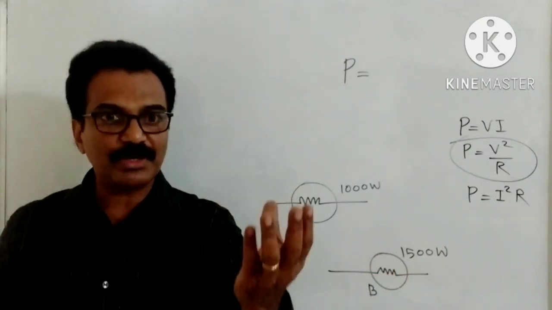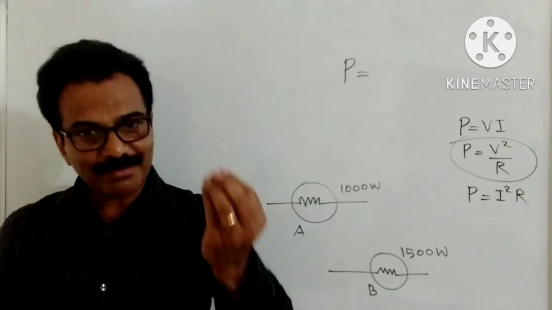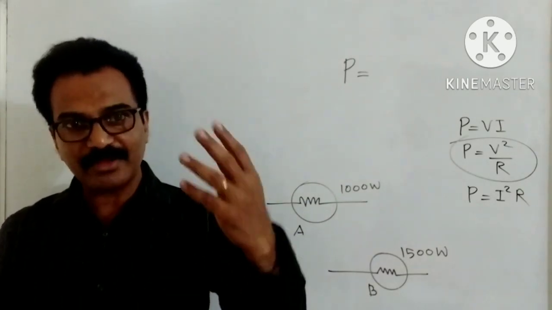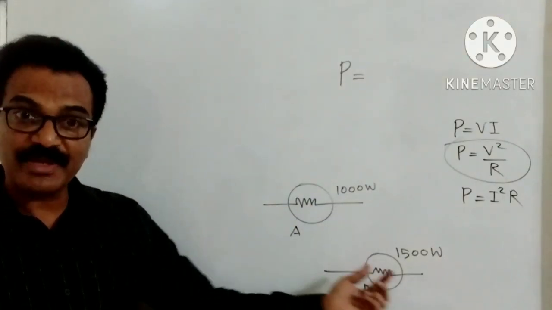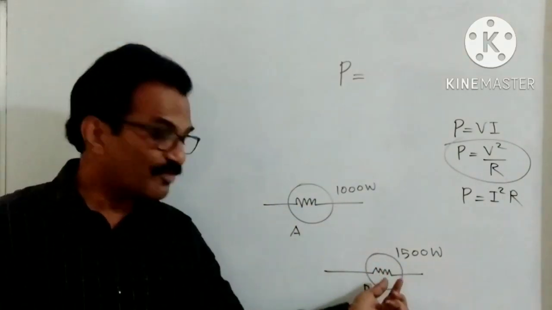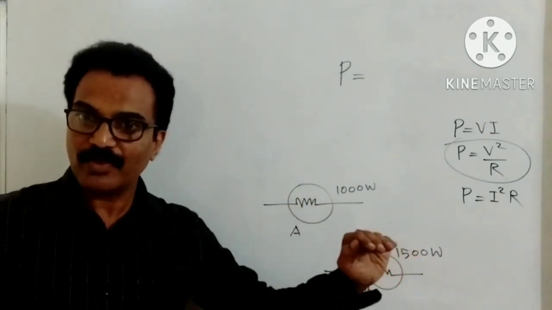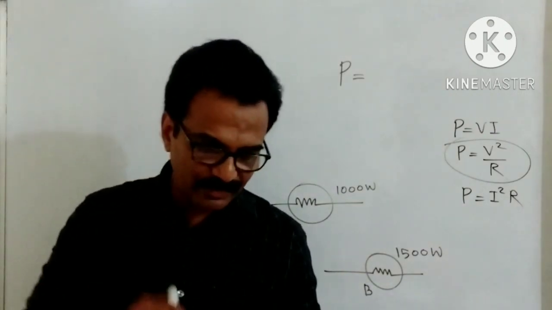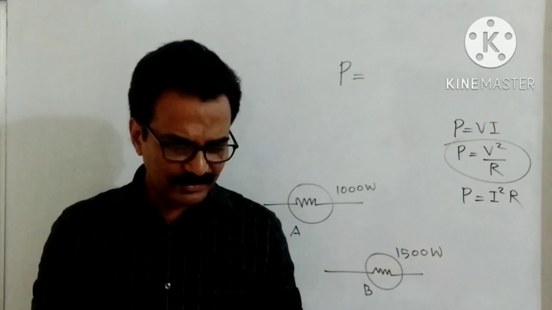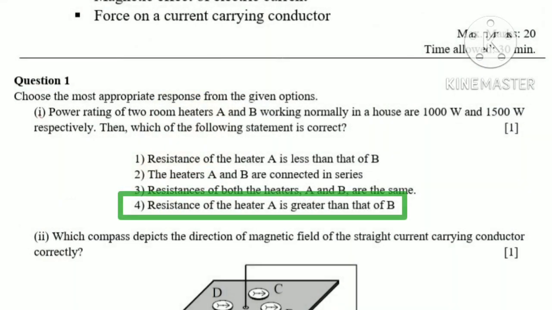Please understand, a 20 watt bulb needs less current only. A 30 watt bulb needs more current than that. So power increases, current also increases. So which heater needs more current? B needs more current. Okay, so its resistance will be less. If resistance is less, then current will be more, right? So that way also you can think. Okay, first answer is option 4. Resistance of the heater A is greater than that of B.